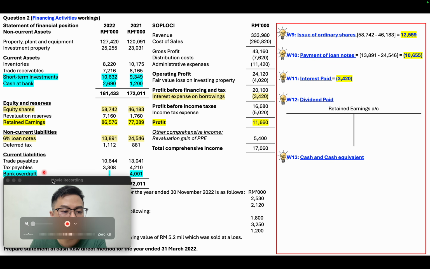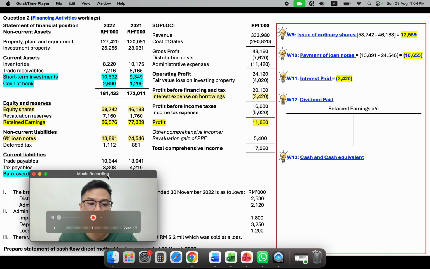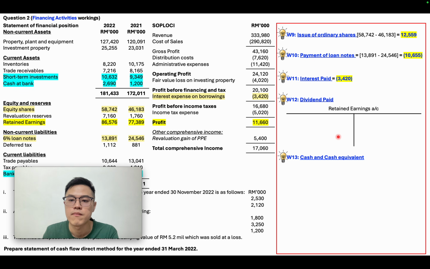There's no interest payable in current liability. Can you see? Therefore, in this case, we will just treat the interest expense 3,420 as our interest paid. If let's say there is an interest payable, you need to work out the interest payable account to find out how much is the interest paid, because they don't pay interest on the spot.